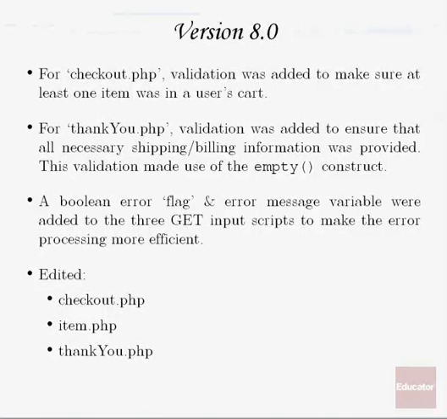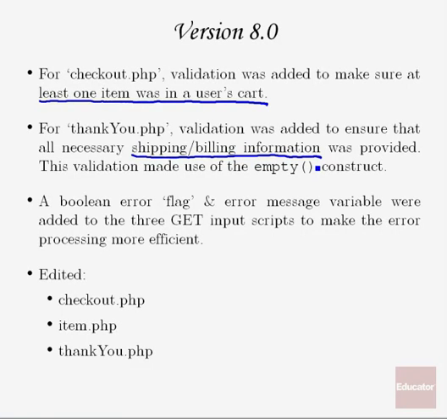So now we're going to talk about the changes we're going to make to version 8.0. As I had mentioned, we don't have great input data validation going on in 7.1. So we're going to add some validation to make sure that at least one item is in a user's shopping cart. We're going to add that to checkout.php. To thankyou.php, we're also going to add some validation to ensure that any necessary shipping and billing information was provided. Basically making sure they provided a first name and a last name and all of the parts of the address except for the apartment number, because not everybody has an apartment number.